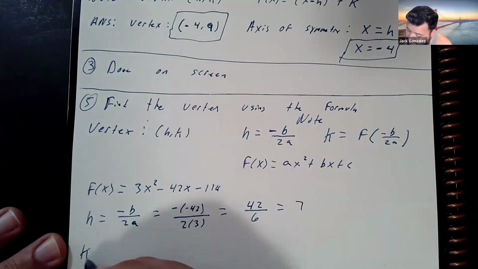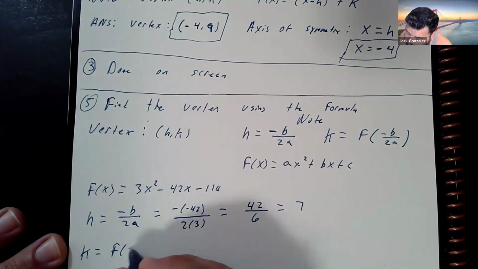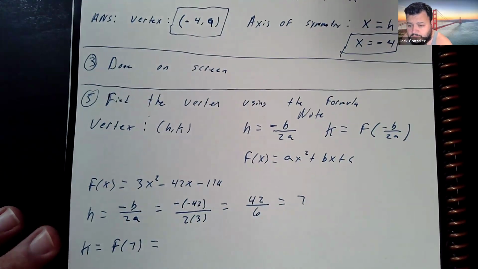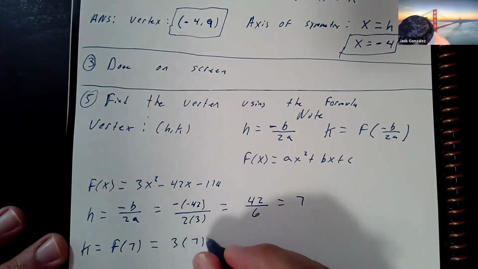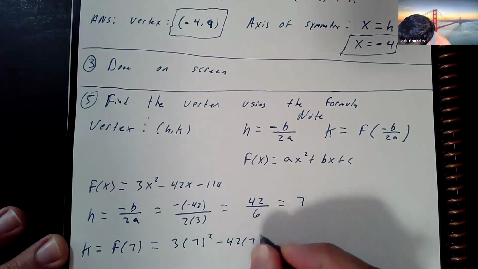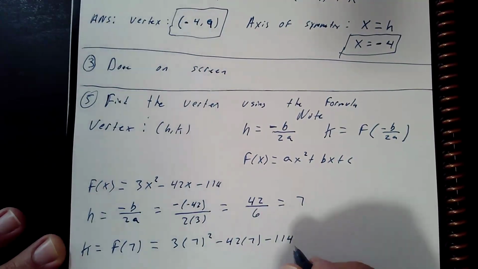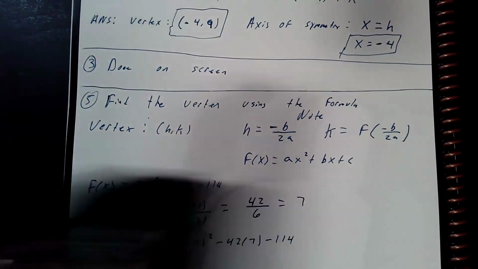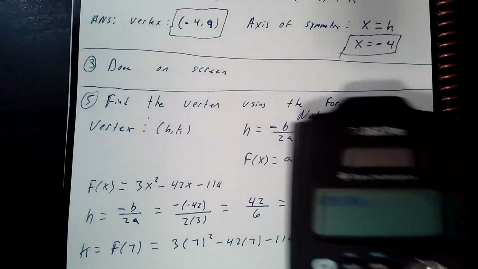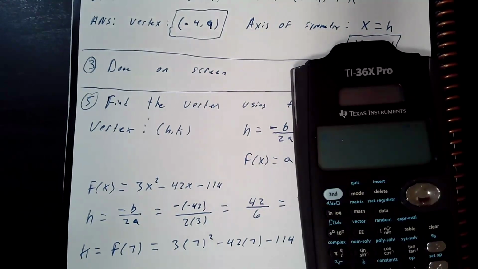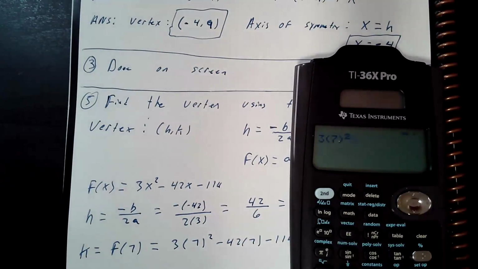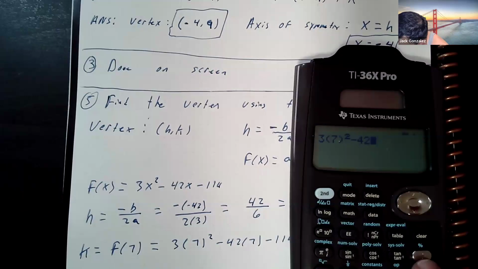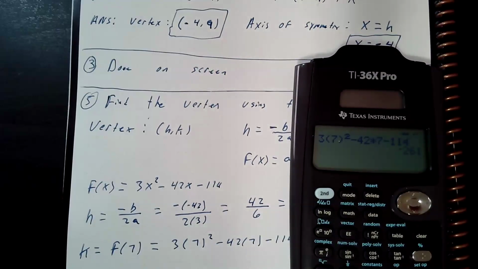To find k, we got to plug that in, and then you'll have it. You'll get 3 times 7 squared minus 42 times 7 minus 114, right? Yeah. Let's see what that is. 3 times 7 squared minus 42 times 7 minus 114. So -261.